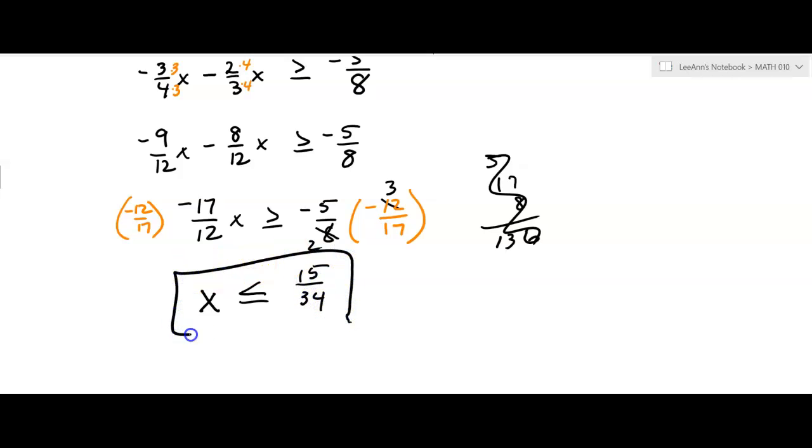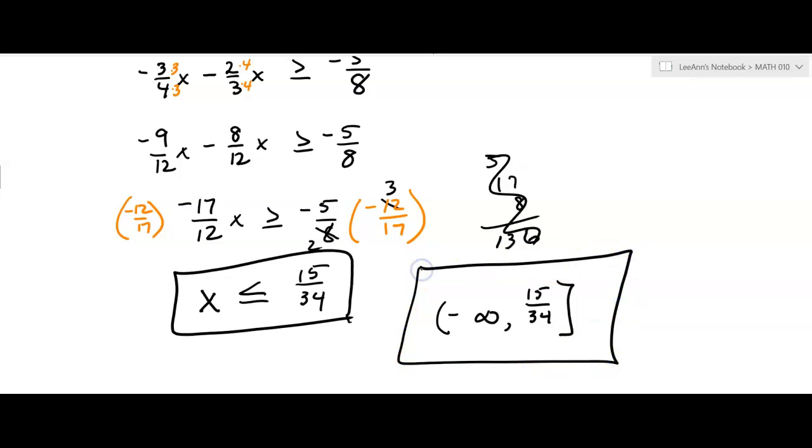Okay, that's the answer. But in interval notation, it's going to be from negative infinity to 15/34, and that'll have a square bracket. All of these have been less than symbols, but one of these days we'll have a greater than symbol.